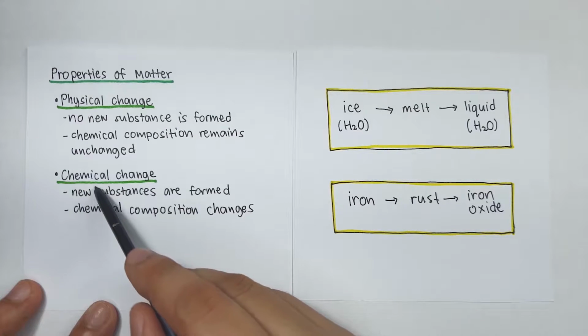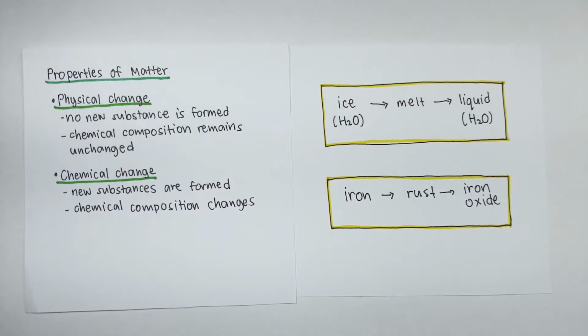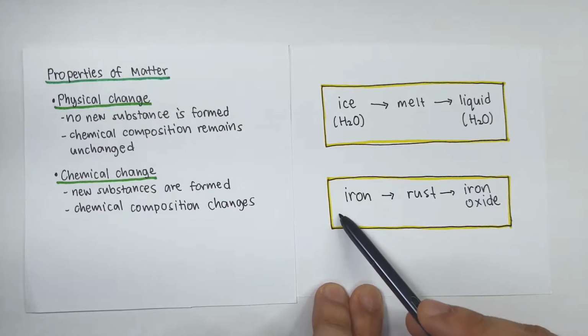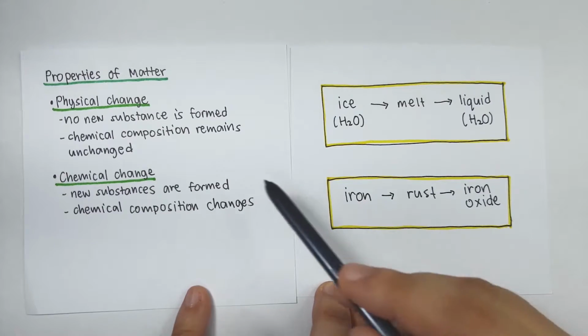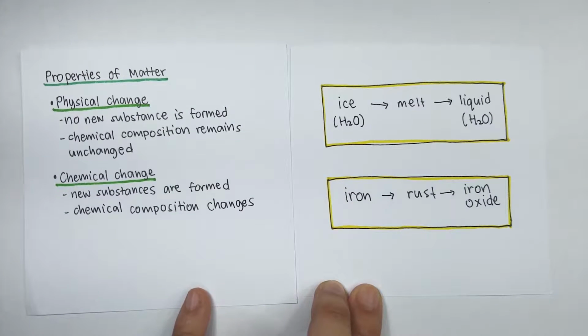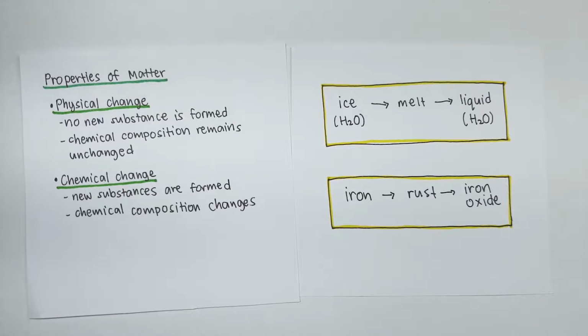Now, yung chemical change naman is kabaliktaran lang yan ni physical change. So you have a new substance formed and the chemical composition changes. For example is yung rusting of iron. So you have here iron, pero once nag-rust siya, it undergoes chemical change, so may change in chemical composition. So from iron, naging iron oxide after rusting. So new substance is formed.